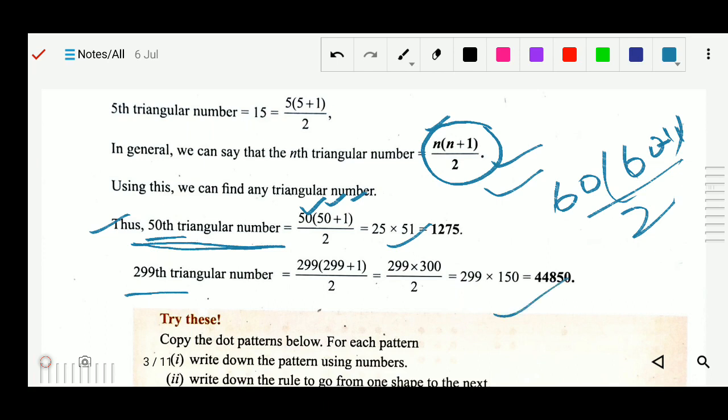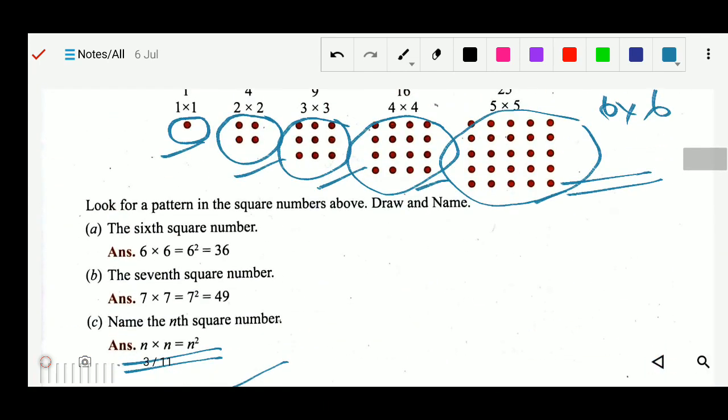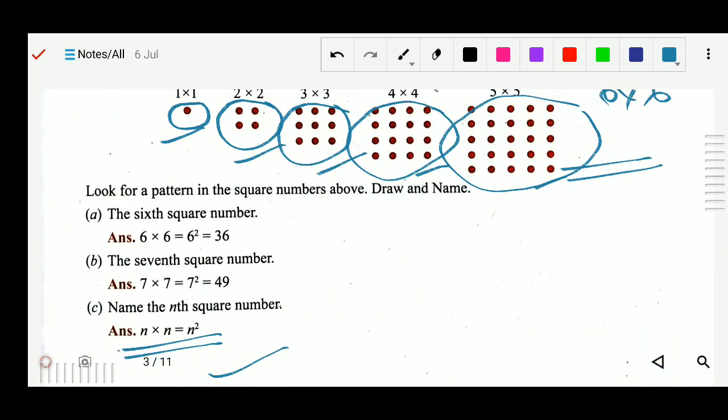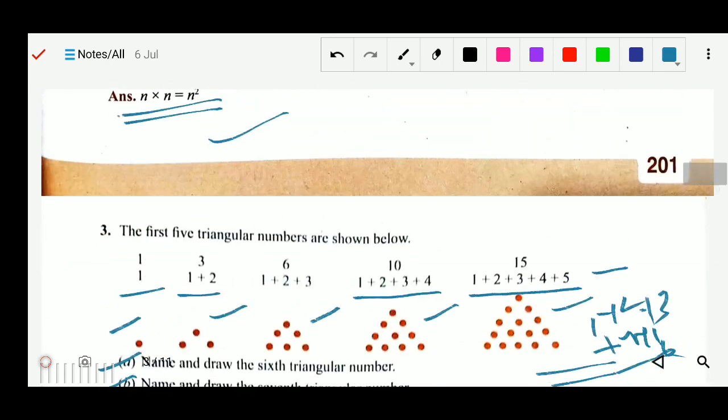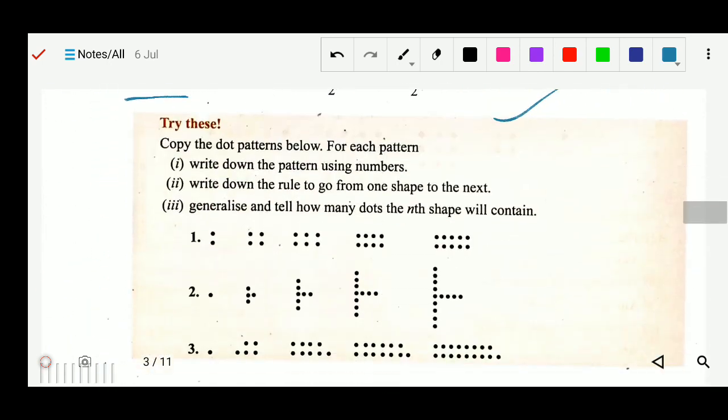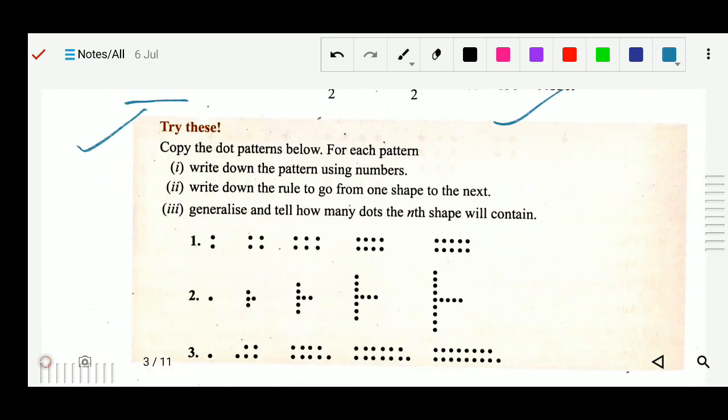It is not necessary that the same pattern will be there for different dots. So you have to understand the sequence, follow the patterns, and find out which rule the pattern is following. For solving this you have to follow this table. First you write the table and try to find its rule, then you will easily get the pattern. Okay, so this is your homework. You try this.